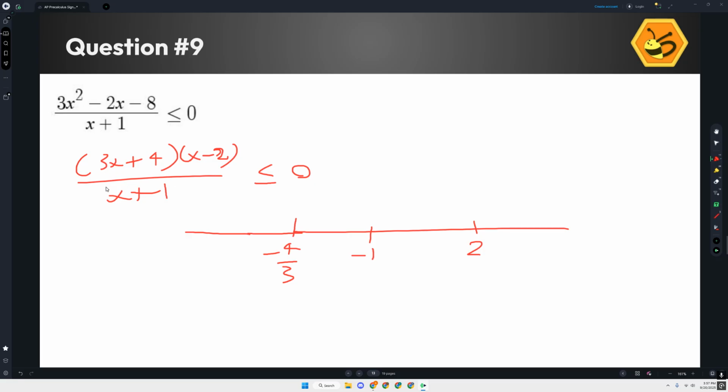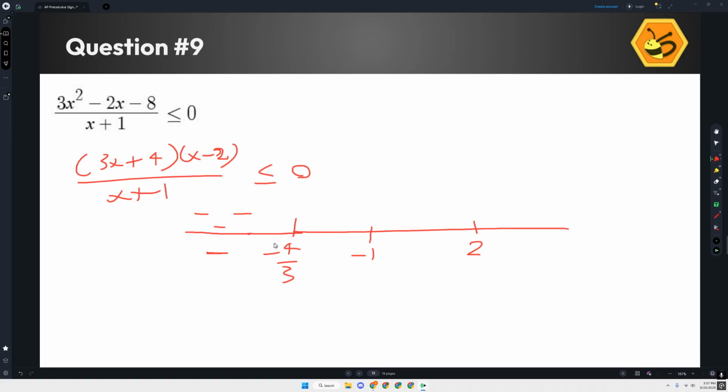Negative 2 would make it negative, negative, negative, which should make it negative. Then we're going to test another value between negative 4 over 3 and negative 1. That would be like negative 1.25. So yeah, negative 3 over 2. No, negative 3.